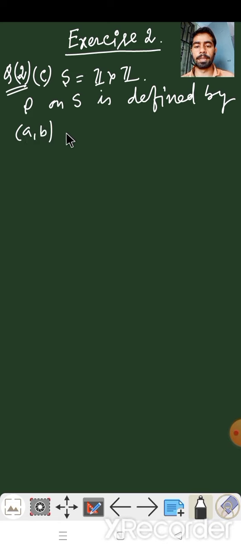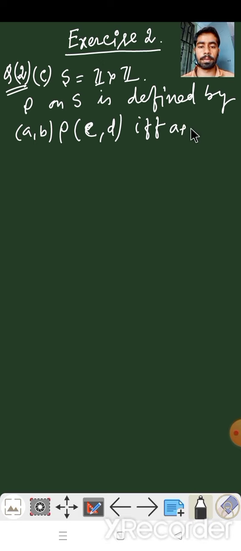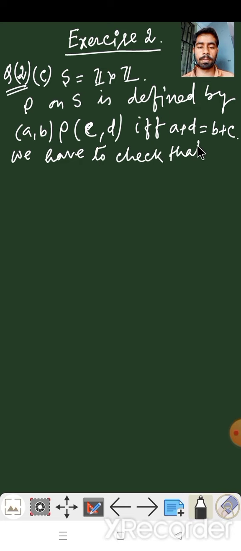an ordered pair AB is related to an ordered pair CD if and only if A plus D equals B plus C. Then we have to check that rho is reflexive, symmetric, and transitive.